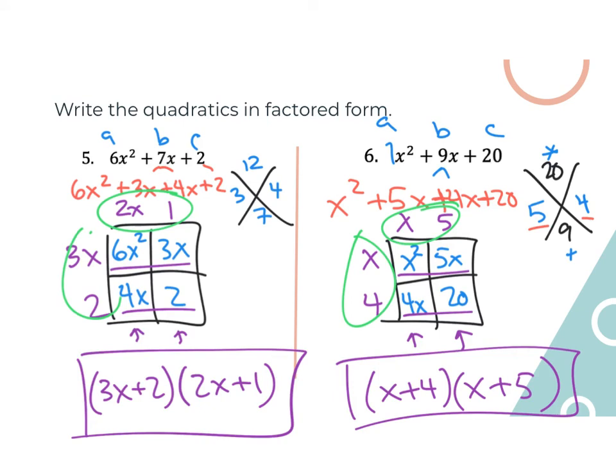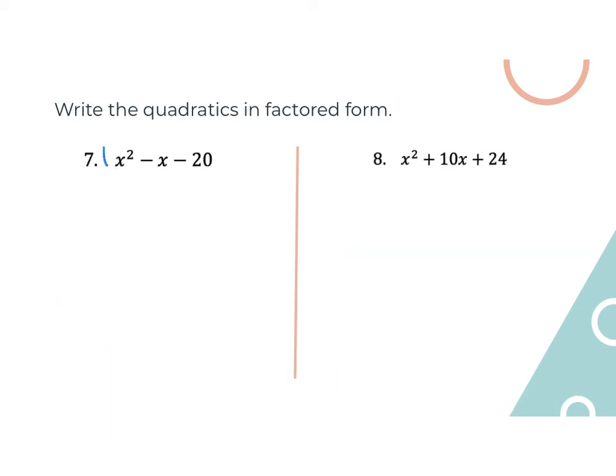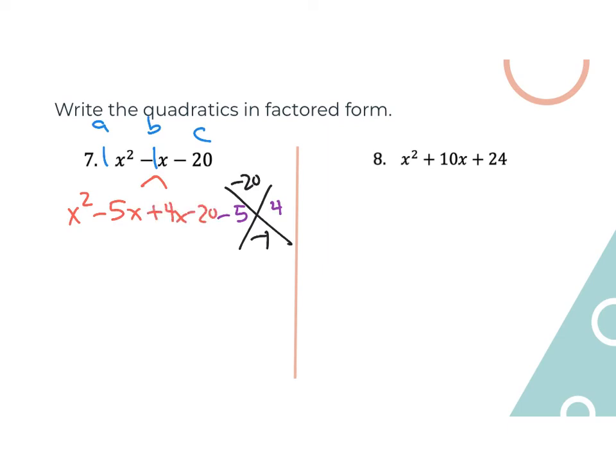A couple more examples we're going to look at here. Number 7, I've got an A value of 1, a B value of -1, and a C value of -20. So 1 times -20 gives me -20, middle term -1. This is very similar to what we looked at last, except now we're at a -20. So that means I need a -5 and a +4, because -5 times 4 is -20, -5 plus 4 is -1. So split apart that middle, that gives me x squared minus 5x plus 4x minus 20. If I put that inside the box, they look like this: x squared, -5x, +4x, -20.